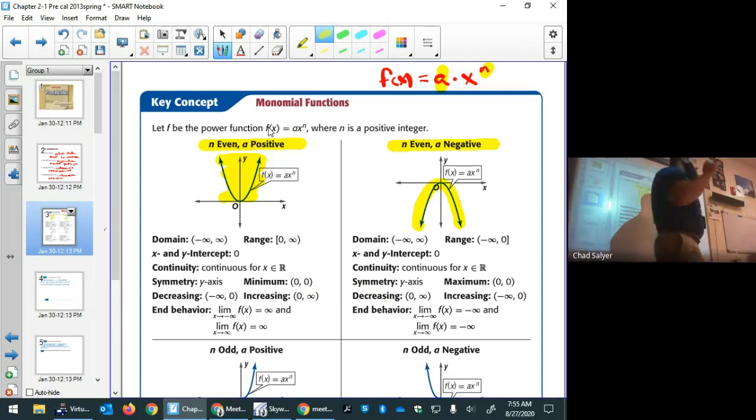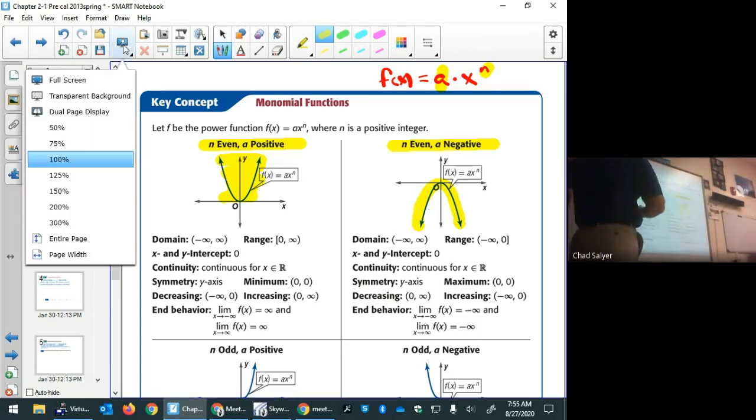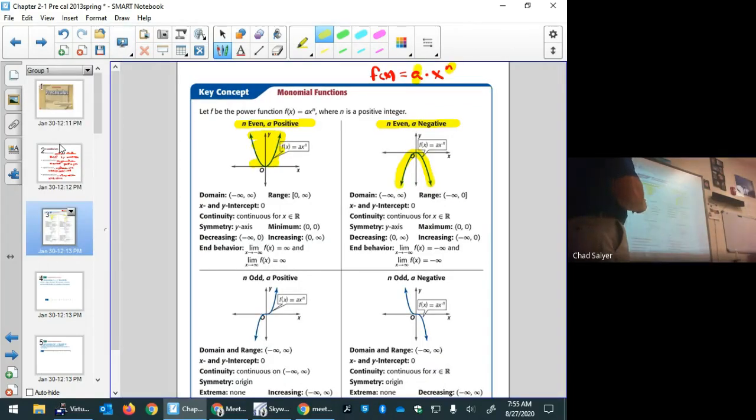Now, notice that in both cases, when n is even, the end behavior is in the same direction for both infinity and negative infinity. That's an important observation to make. And all this other stuff is implicit in the graph. In other words, it's built into it. But it is in your book, and you can consult it at any time. Let me shrink this down a little bit so we can see the whole thing.